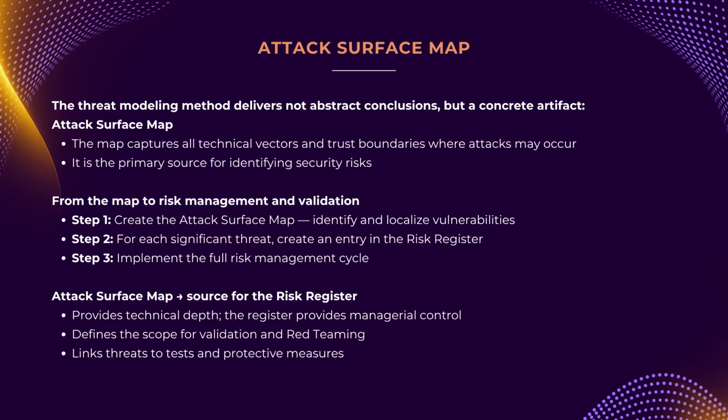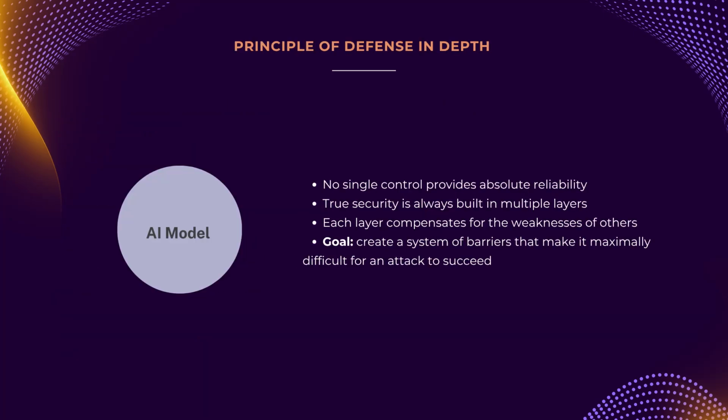It is precisely the threats marked on this map that we will use to plan scenarios for testing and for red teaming, which we'll cover in the next lecture. Now, with the map in hand and the identified threats recorded in our risk register, we begin building our defenses. The core principle here is defense in depth, layered protection. The idea is that no single control is absolutely reliable, so effective protection is always multi-layered.